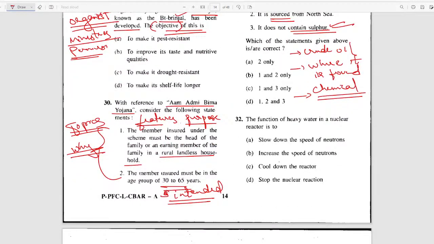See, I've already told you nuclear is important. The function of heavy water in a nuclear reactor. Everything about nuclear things is important. So here, they have actually asked you about the reactor, and how a nuclear reactor functions. This is a school level concept, I think 9th or 10th standard. Functioning of a nuclear reactor.